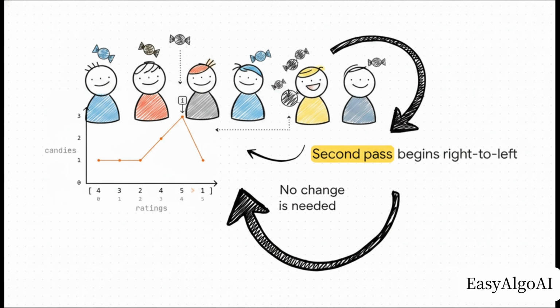Now we're going to intentionally slow things down and reverse course for our second pass. We start from the second to last child to compare them against their right-side neighbors. Our pointer is at rating 5. Is 5 greater than its right neighbor, 1? Yes. But notice, this child already has 3 candies. That's already more than the right neighbor's 1 candy, so we don't need to change a thing here.